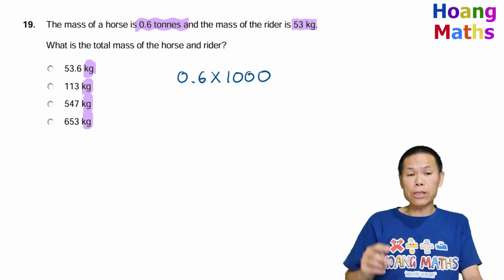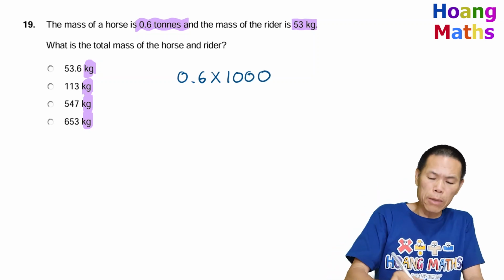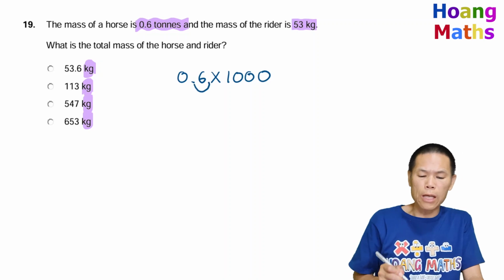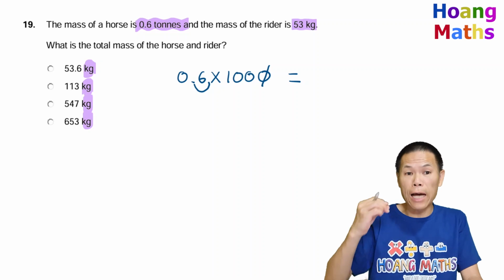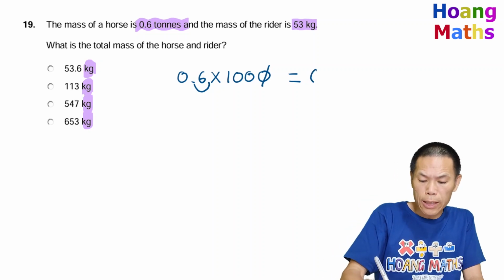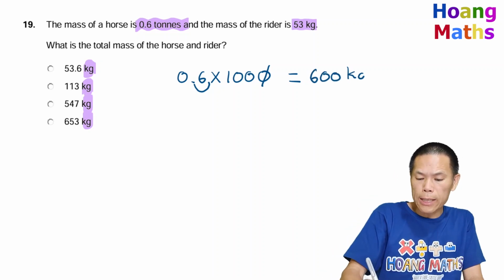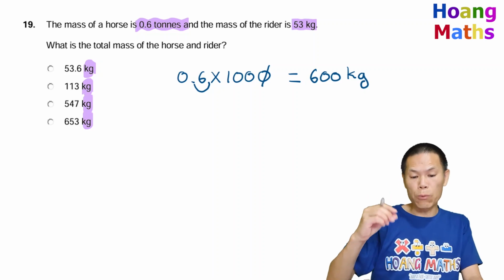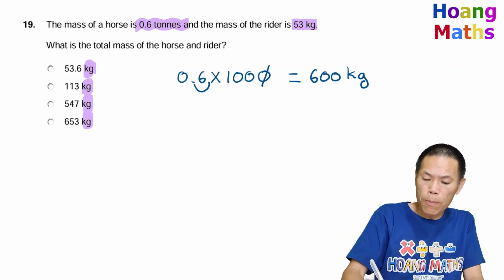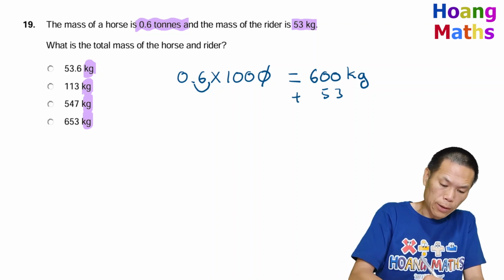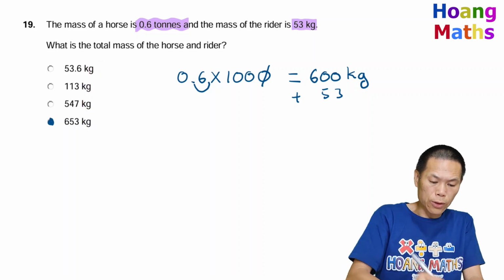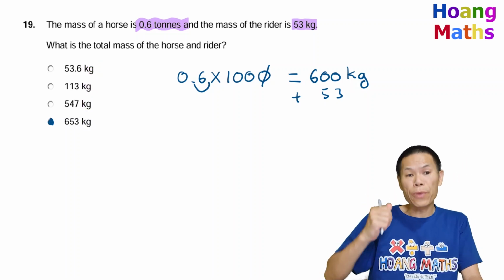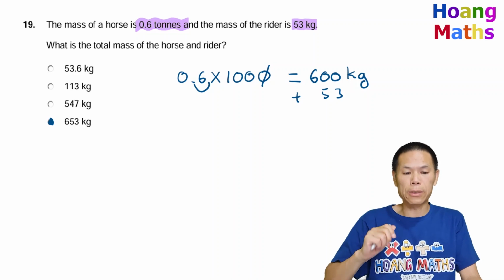So when we times 1,000, the number gets larger. So that means the decimal point here, we move 1 to this side, we cancel this. So exactly the same as 6 times 100. 6 times 100 is 600. So that is 600 kilograms. And we add 53 kilograms on top. So that gives me 653. So 653 is here. So there you go. So the answer is 653 kilograms.